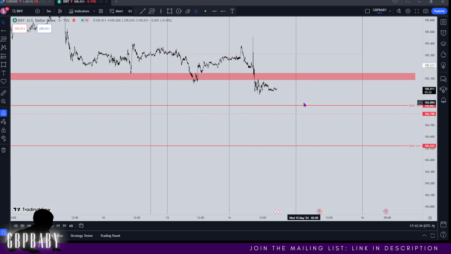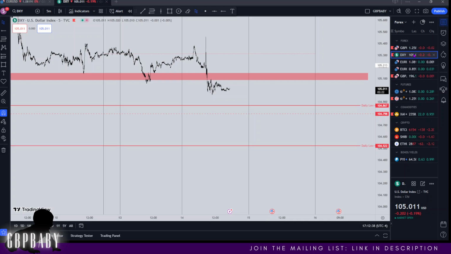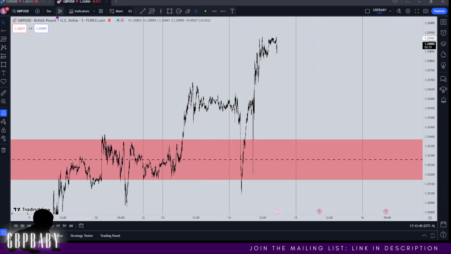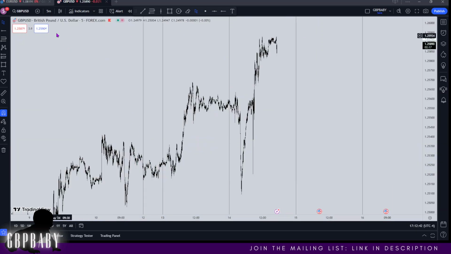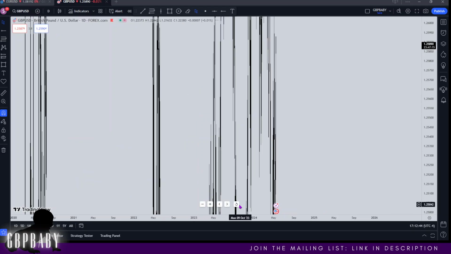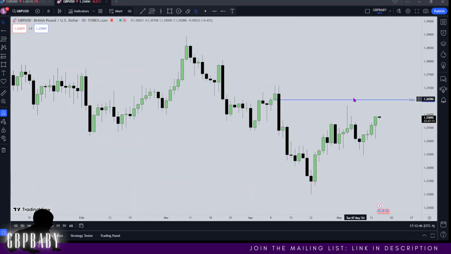But again, don't trade, guys. It's CPI just after PPI as well. Let's now go to GBP USD. We'll start on the daily, and you'll see how we've been trading on higher.